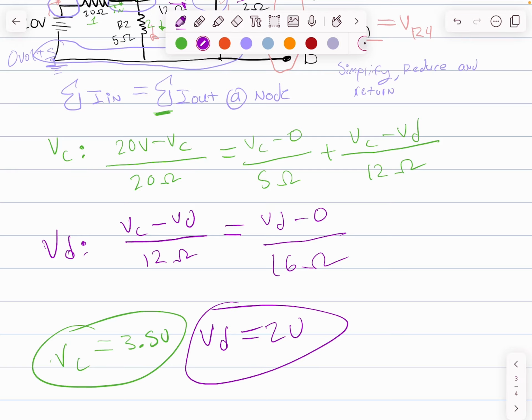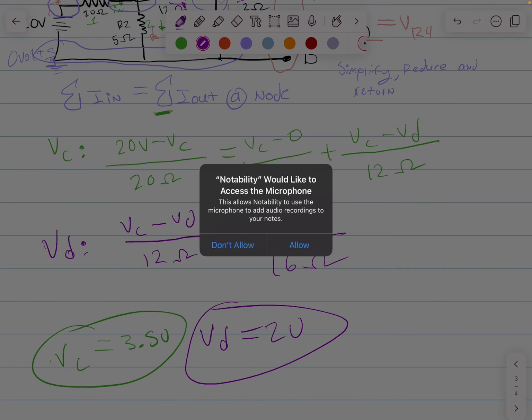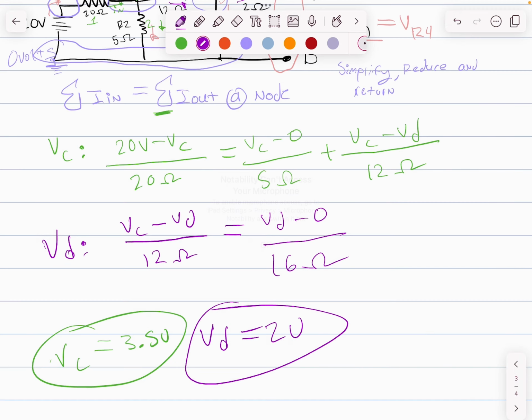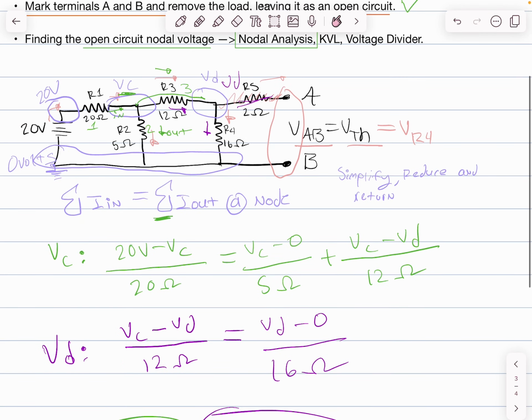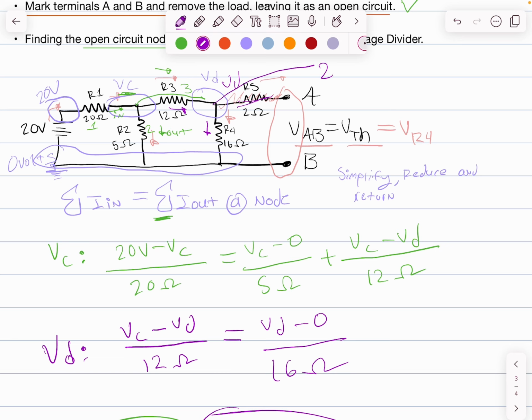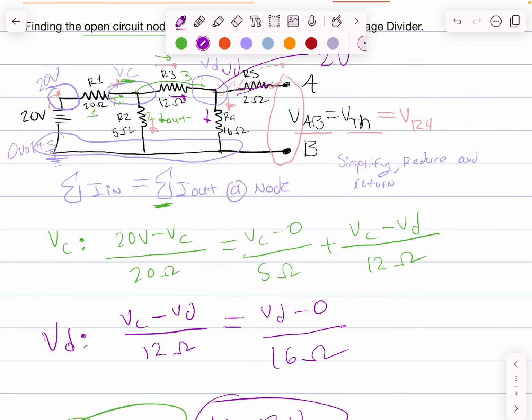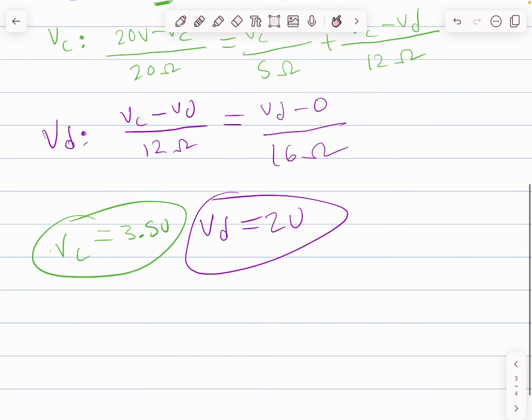Okay? I can scroll up. In my circuit, I can see where this VD is. The 2 volts right here is right above R4. So from R4 to ground, I drop 2 volts across R4. So VD is equal to the voltage drop across R4 because I'm going to ground. So now I have found my VThevenin process.